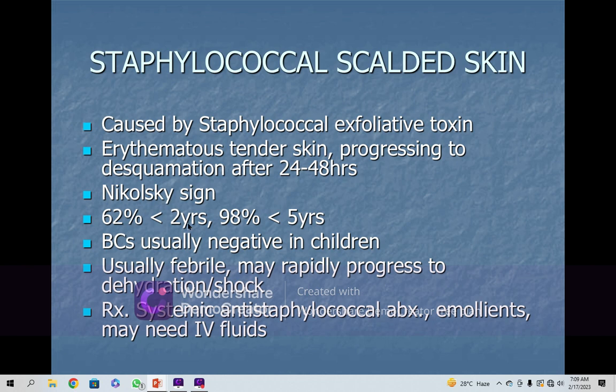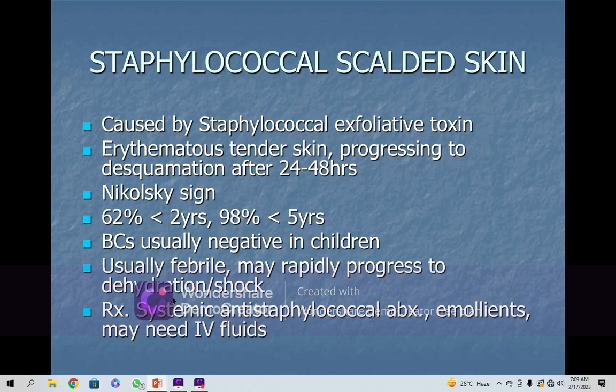62% in less than 2 years, and 98% in less than 5 years. And usually negative in children. If you go for investigation, it becomes negative in children. The blood culture is usually negative in children because they were already given antibiotics, or it is a localized infection causing desquamation of the skin.